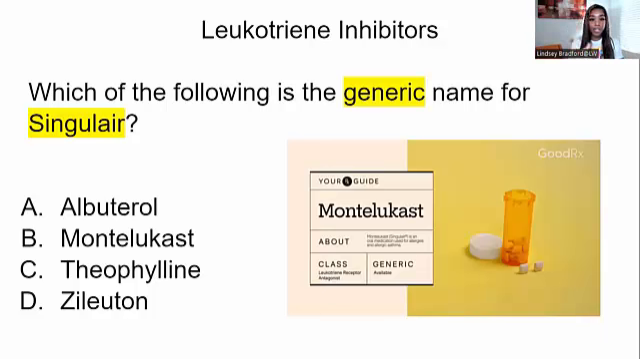Which of the following is a generic name for Singulair? What are the keywords here? Generic and Singulair. Look, okay, stop highlighting all these words for keywords. I told y'all about that. Quit doing that. You've got 10 words in a sentence, and you've got 8 words highlighted. Baby, that's the whole dang sentence.